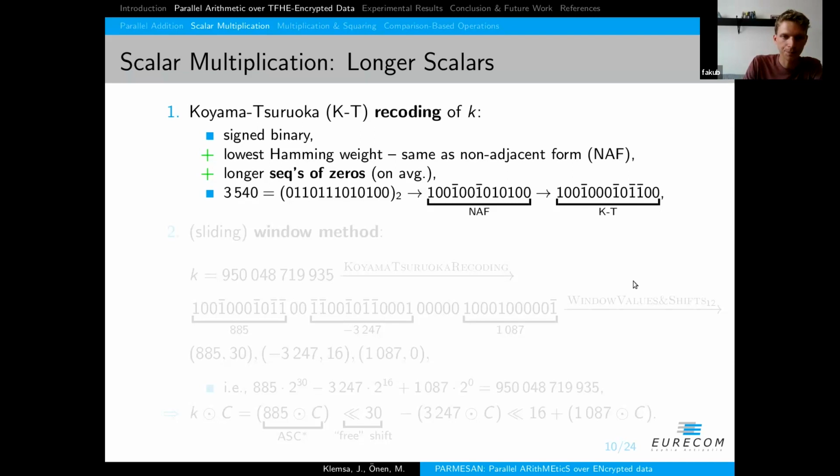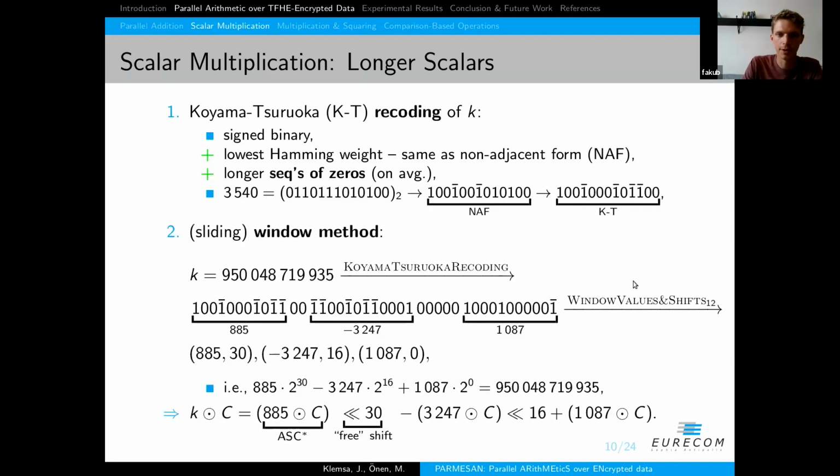Why we need that is that we will be using the sliding window method. So we rewrite the integer k in Koyama-Tsuruoka recoding. If there are longer sequences of zeros, there is a better chance that there would be fewer windows. This is a heuristic. This doesn't hold for every number. It might be improved, I admit. But as a heuristic, we believe it works quite well.